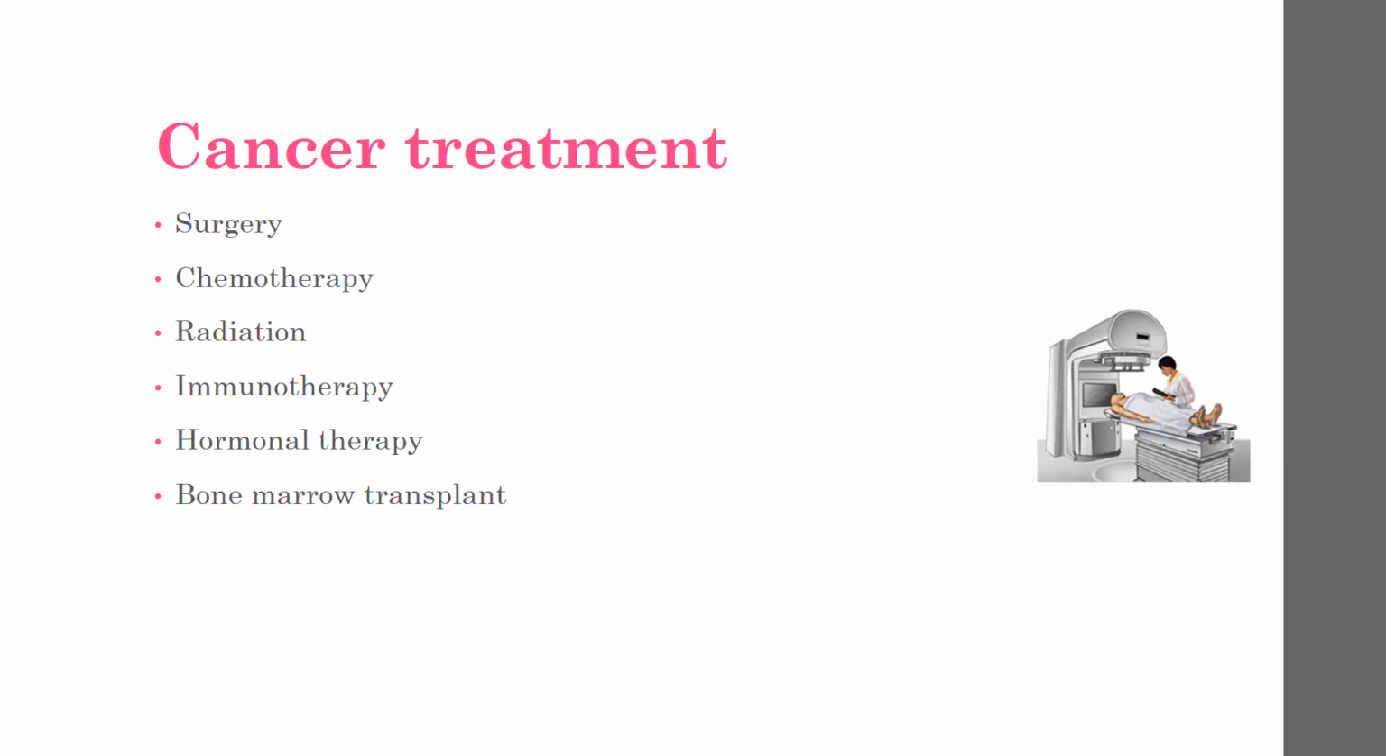Cancer is treated in a wide variety of ways, but the 3 most commonly used methods are surgery, chemotherapy, and radiation therapy. Then there's also immunotherapy, hormone therapy, and bone marrow transplant, and these are all part of cancer treatment.